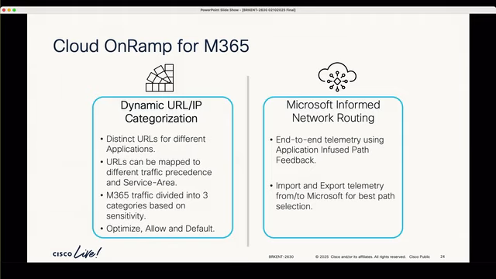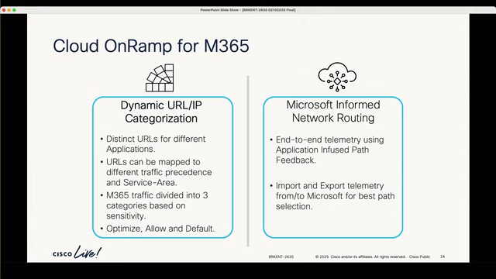So this option also offers that flexibility where you could enable Cloud On-Ramp for SaaS for specific types of application service areas, like just Teams or SharePoint or Exchange, and do direct internet breakout only for that specific application type within the Office 365 suite of applications.